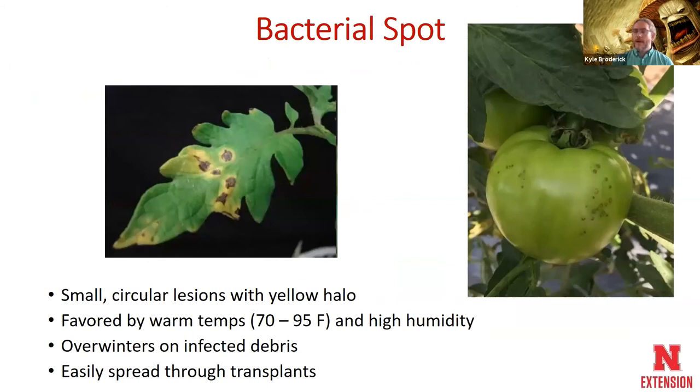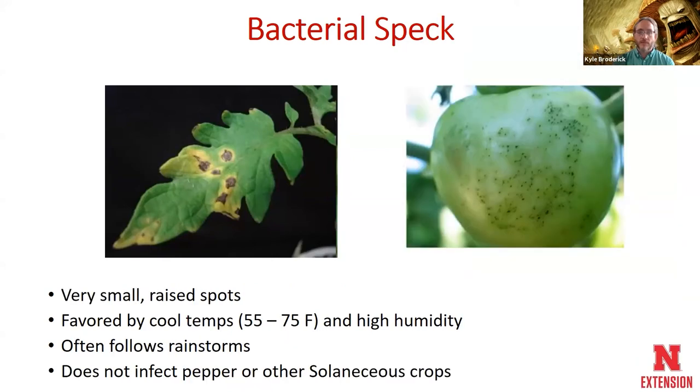Now, bacterial spot and bacterial speck are the two main bacterial diseases that I get questions about in the diagnostic clinic. Bacterial spot has small circular lesions with normally a very well-defined yellow halo. And this one is easily spread through transplants or through infected seed. As we're looking at the symptoms on the fruit, similar to the leaves, we'll just get some round black lesions that form on the fruit as well.